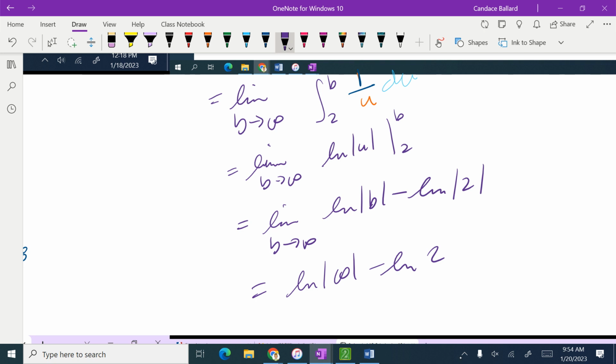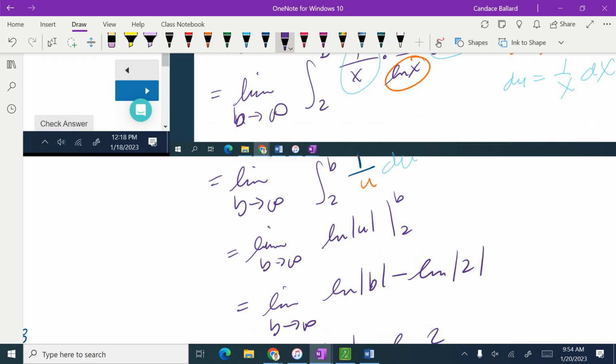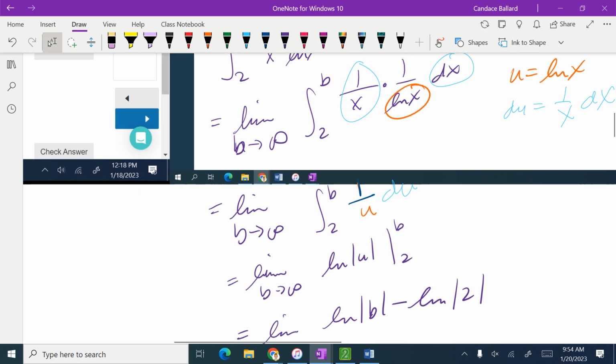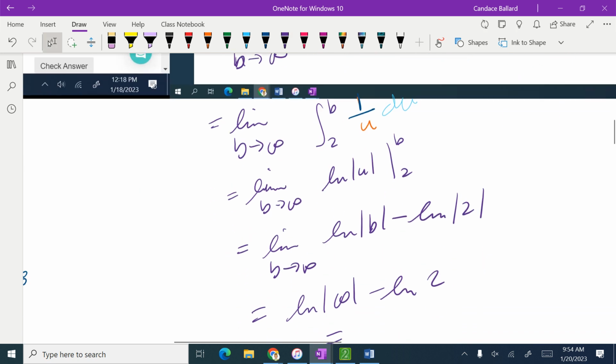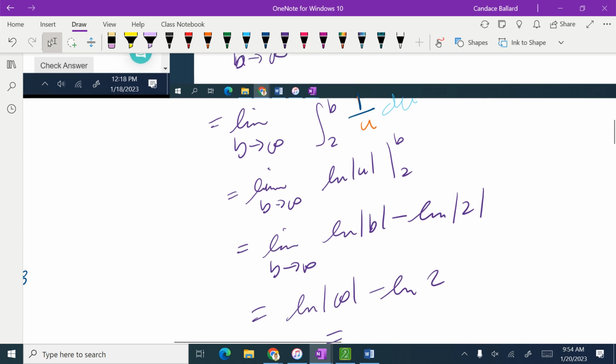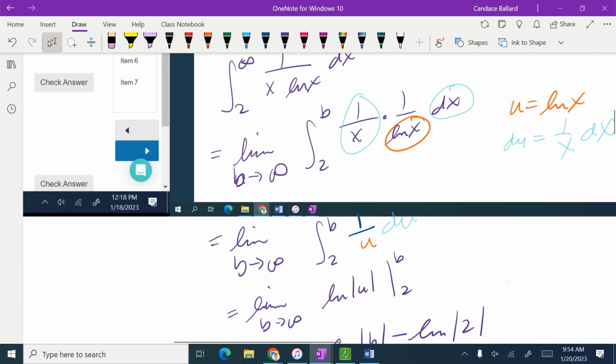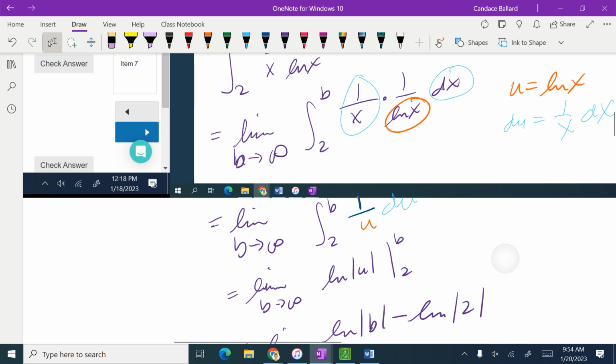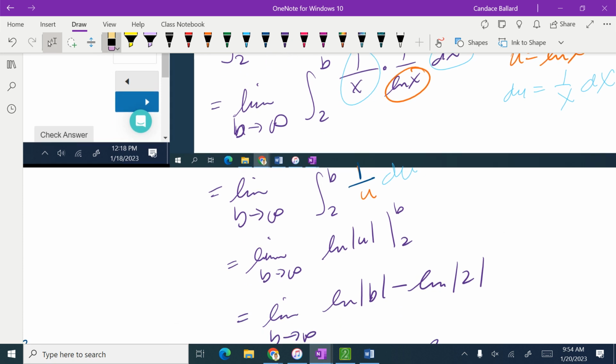What does that equal? Yeah, what's wrong? You just plugged in a b for the u, but the u is natural log of that. Yes, you're right. I should have had an extra thing in there. I missed a line. Let's fix it.